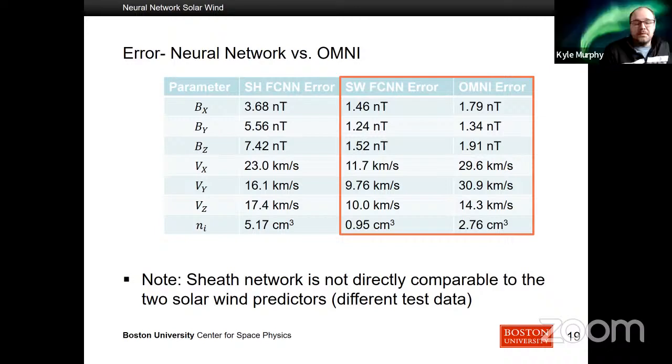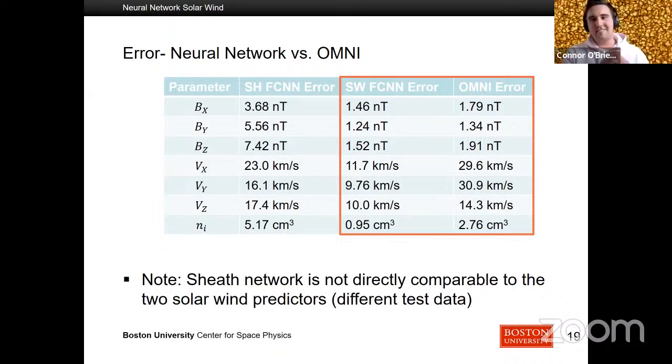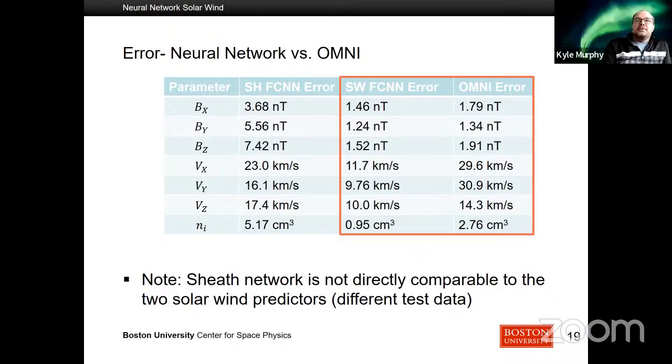Excellent. And so my final question is, what library did you use for your neural network? Yeah, I used Keras, which is a higher-level API for TensorFlow. So it makes things a little bit easier and smoother to run, but under the hood, it's TensorFlow. All right. Excellent. Thank you.